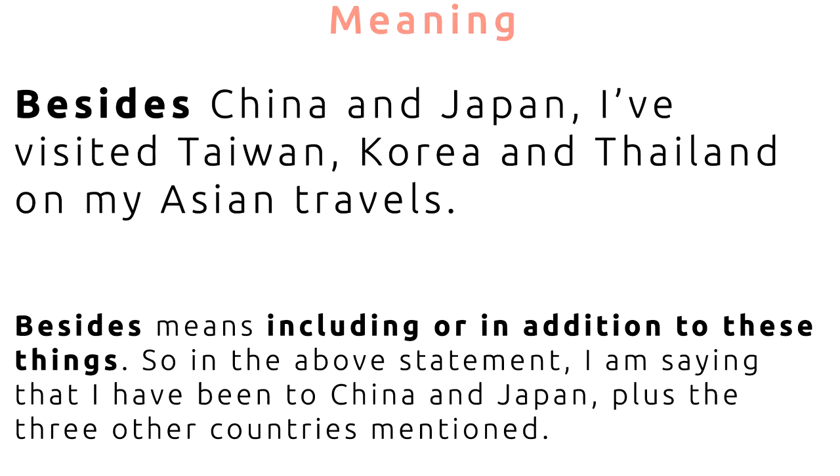Have a look at this example. Besides China and Japan, I visited Taiwan, Korea, and Thailand on my Asian travels. So what does besides mean? Besides means including or in addition to these things. So in the above statement, I am saying that I have been to China and Japan plus the other three countries mentioned, which are Taiwan, Korea, and Thailand. Besides means including or in addition to something.